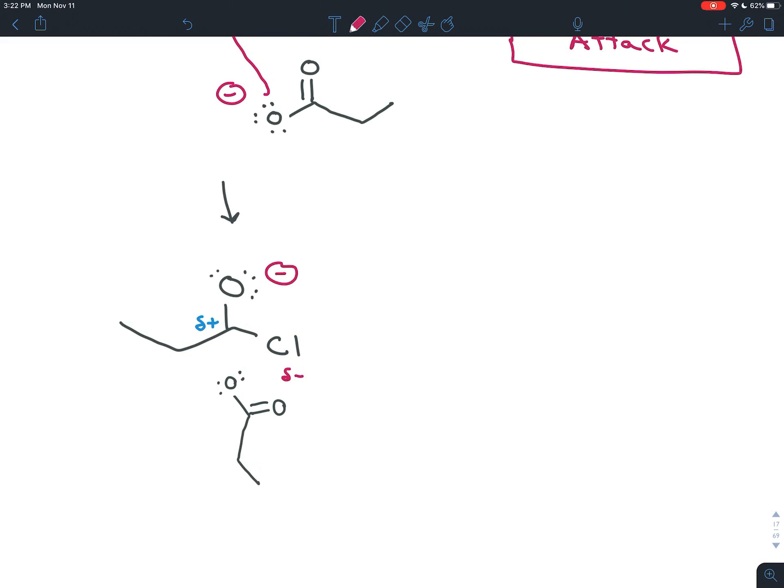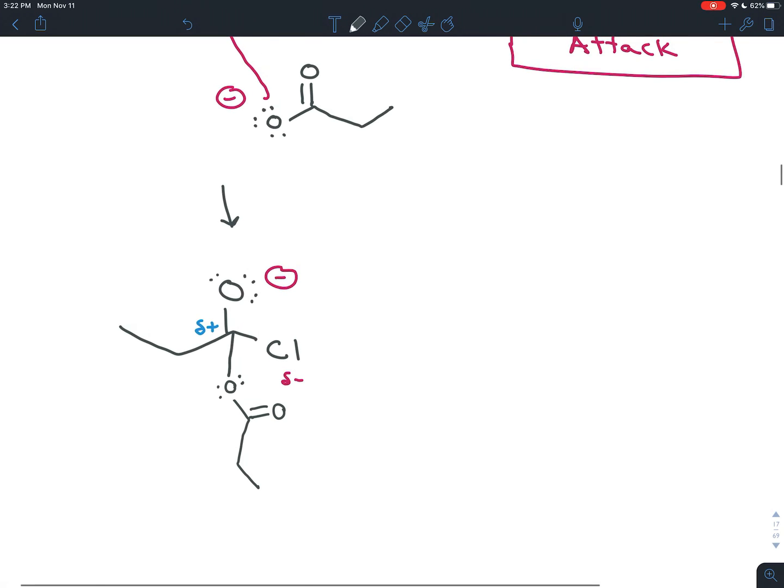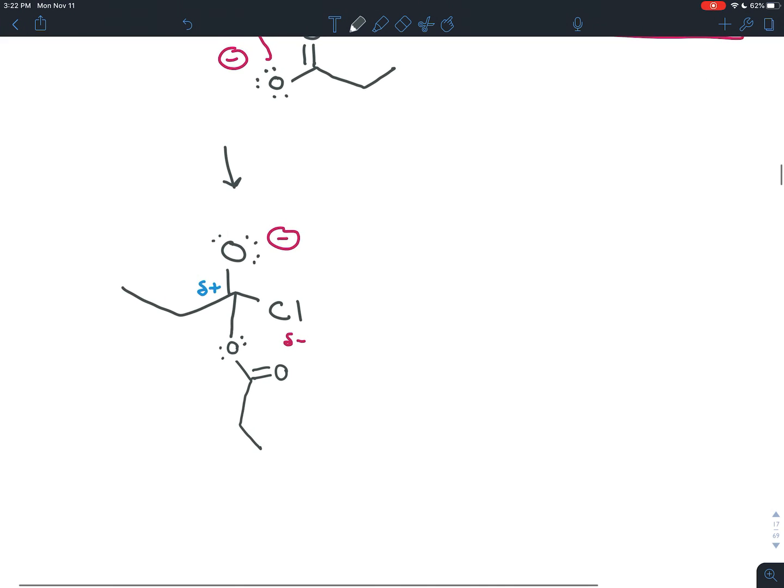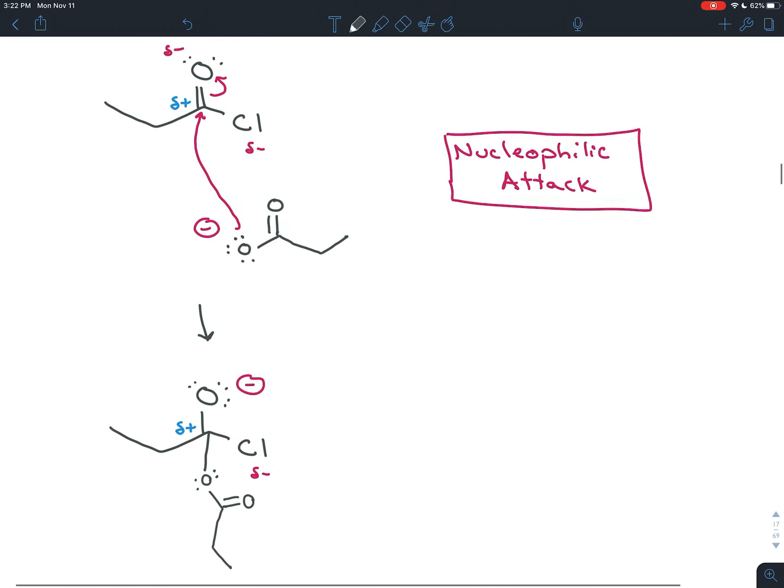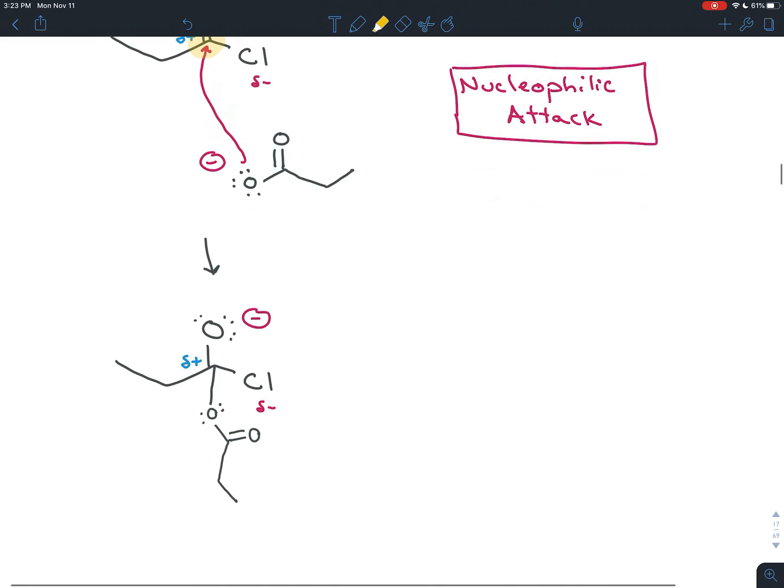So one of these lone pairs ends up forming a bond after it attacks as a nucleophile. And that's our intermediate, our tetrahedral intermediate. You'll notice that this carbon, the carbonyl carbon, was sp2 hybridized and trigonal planar, flat. After the nucleophile attacks, the pi bond breaks, and so it becomes sp3 hybridized and now is tetrahedral. So we have that tetrahedral intermediate.